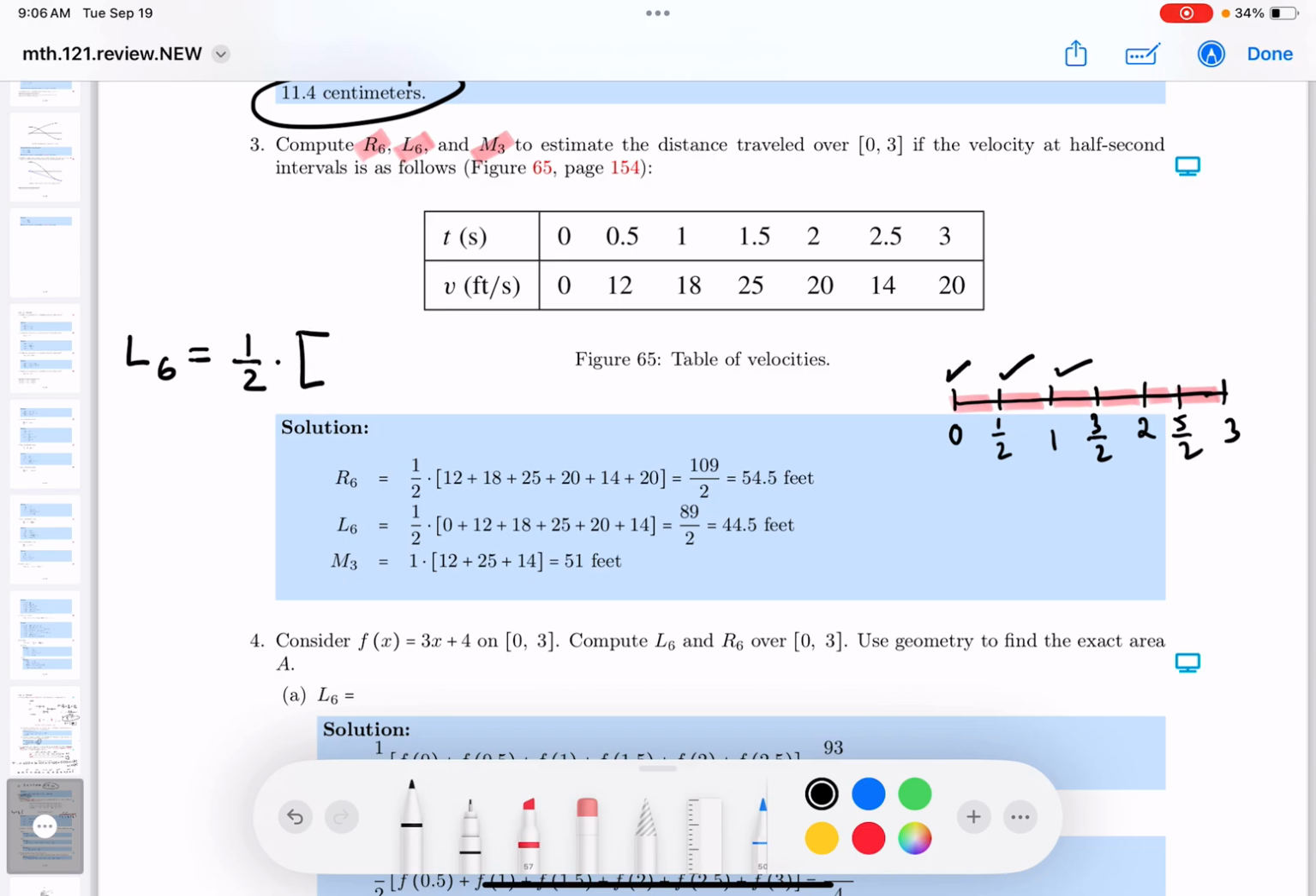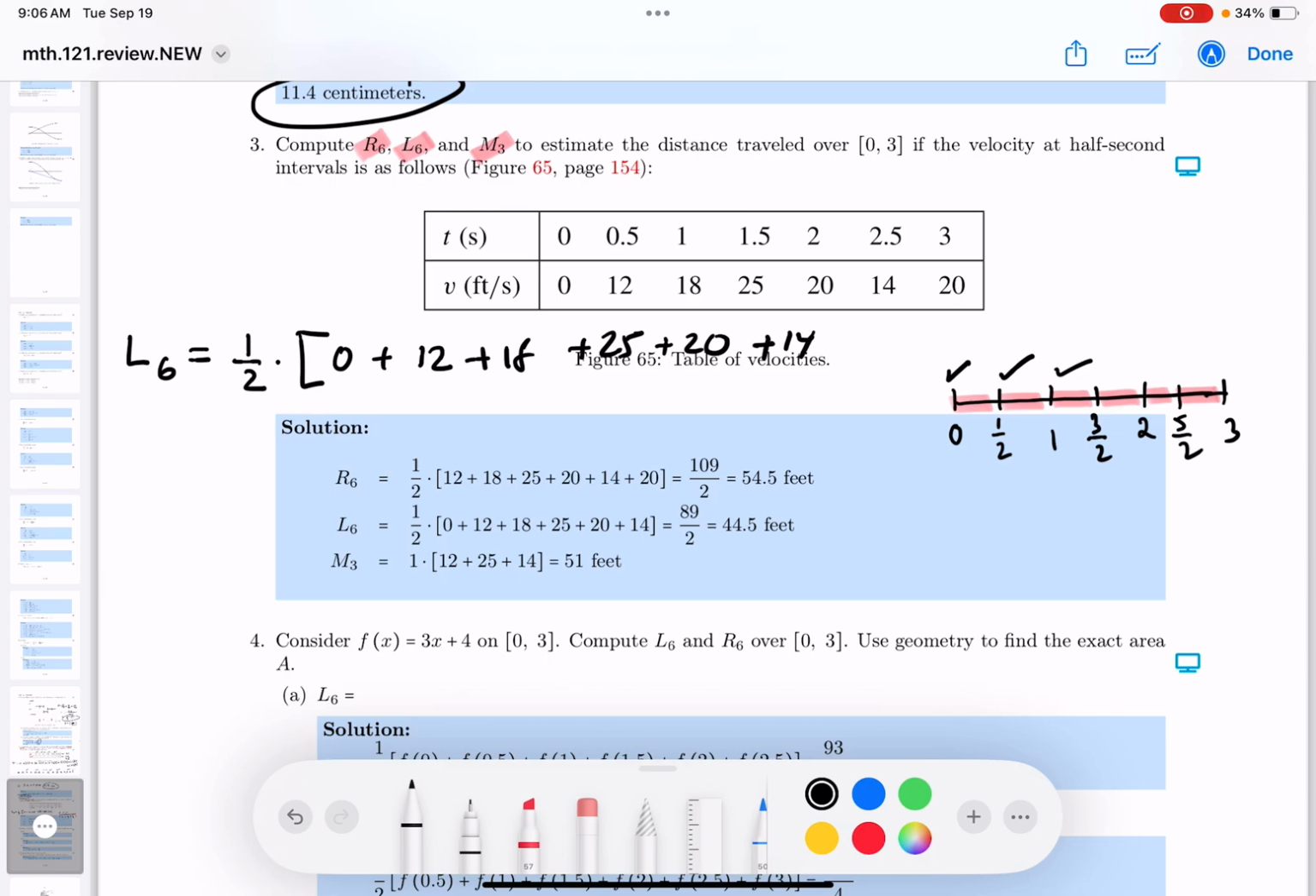What's left going to be? I start at 0. What's the height at 0? It's 0. What's the next one going to be? 12, and then 18. There's going to be 6 of them. 25, and then 14. Let me see if I got 6. 1, 2, 3, 4. Oh, I made a mistake. 0, 12, 18, 25. Yep, I missed one. I'm glad I counted. Let me put that down. Again, 0, 12, 18, 25, 20, and then 14.